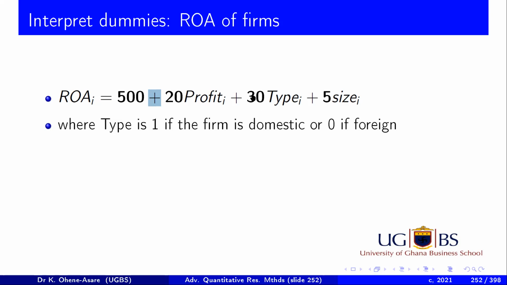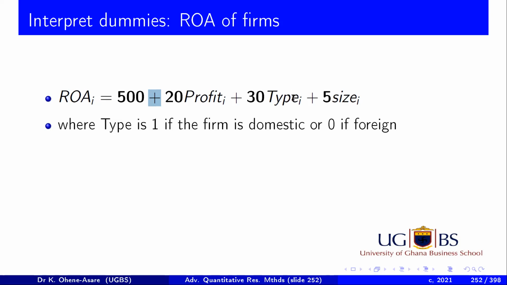This is how you interpret this 30, which is type. And remember, the 30 here being type is for 1 for domestic. If it is 0, 0 times 30 will be gone. So there will be nothing. So we are going to interpret it for domestic, but in relation to the foreign. So this is how you interpret it.